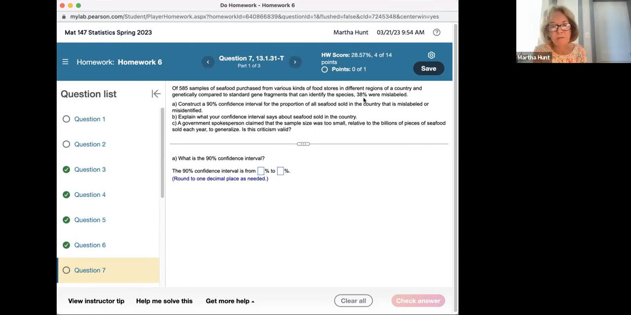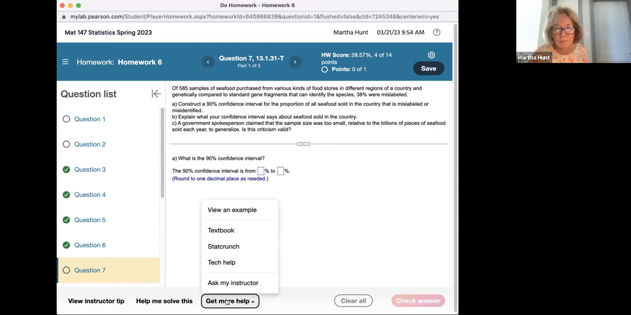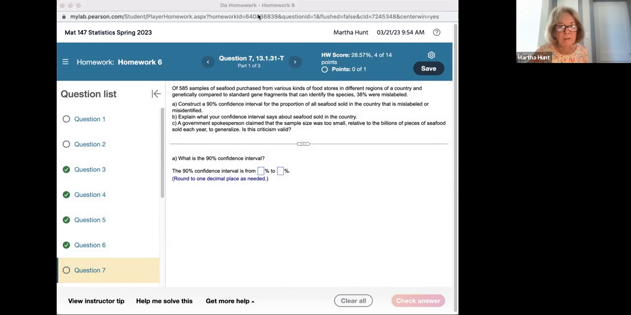Okay, a number of successes has to be a whole number. So I have to make a decision here. I'm going to call it 222. It shouldn't make that big a difference because the sample size is large. So get more help, StatCrunch. And I know I need a new share here.